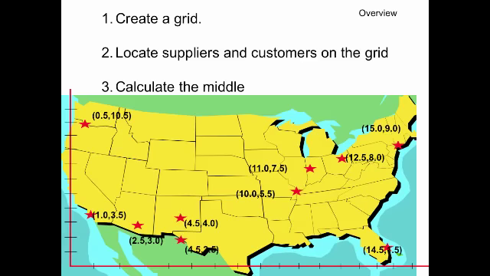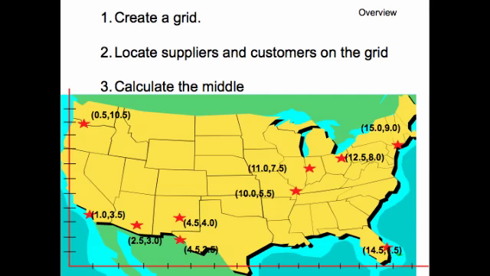And then we locate the suppliers and customers on the grid. So we do an XY coordinate. You can see that Los Angeles there I have at 1.0, which is the X value, and 3.5 is the Y value. And I've done that for all the different locations on the previous slide.